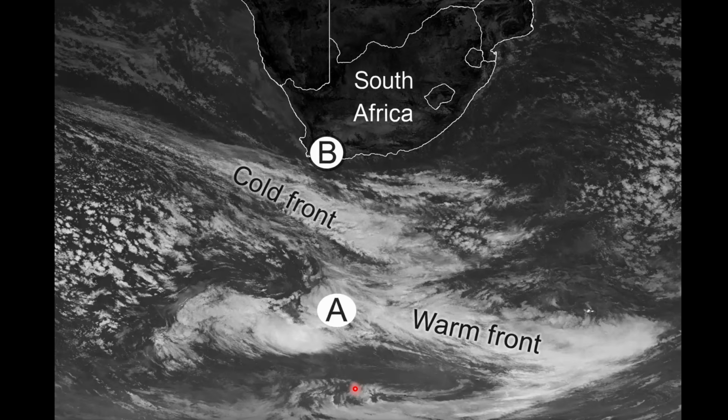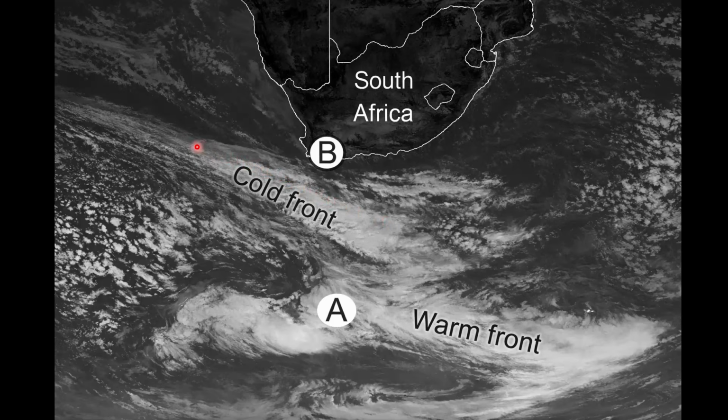Here is a tip. If you see a spiral cloud shape on a satellite image, always think of a mid-latitude cyclone. Now look at the area labeled cold front. Notice the clouds. They are thick, they are bright white. They form a narrow band. This tells us that this is a cold front.